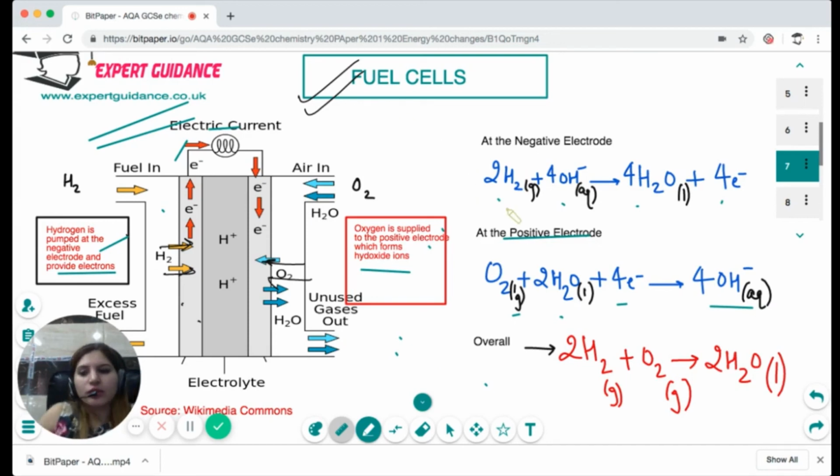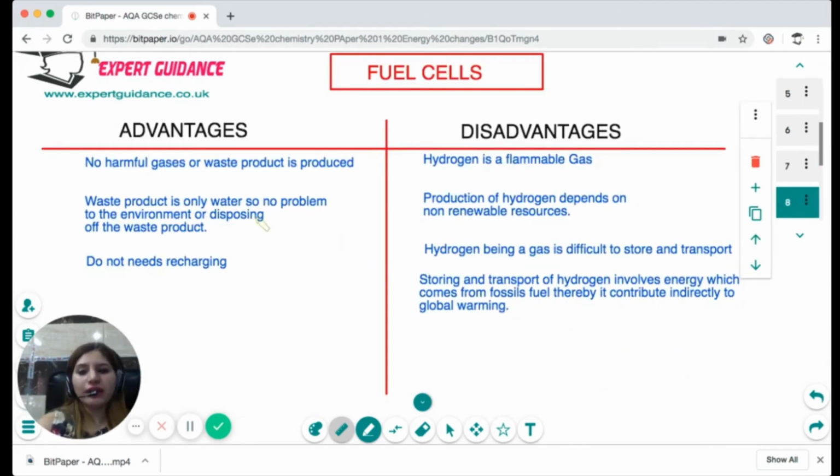So what is the good part of this reaction? No harmful gases are released. The only product formed is water, which is not a harmful or a toxic product. No harmful gas or waste is produced. Waste product is only water, so no problem to the environment, and it does not need recharging.